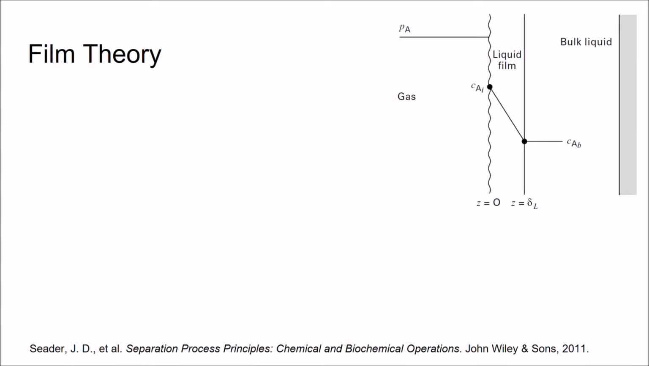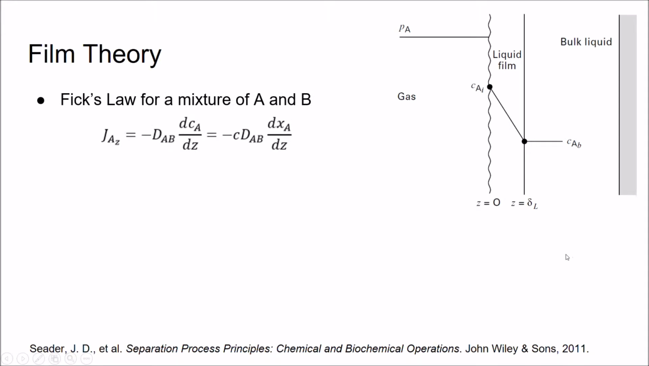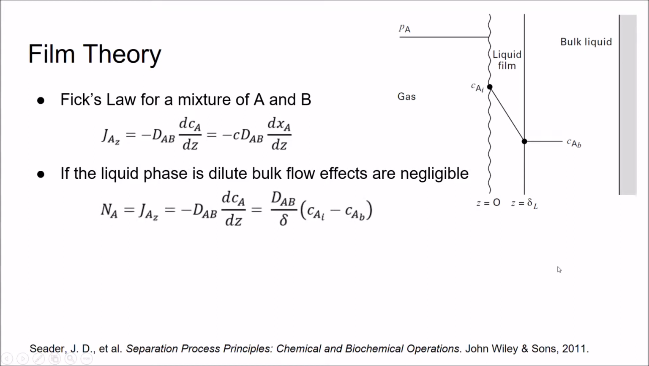Film theory forms the basis for mass transfer coefficients. Film theory starts with Fick's law, which is shown in the equation below. In this experiment, the liquid phase is dilute, so we can neglect the bulk flow effects and write Fick's law in terms of the diffusivity divided by the film thickness.